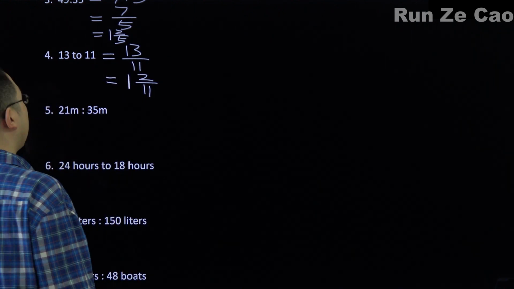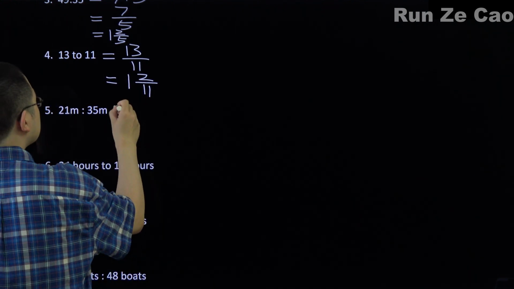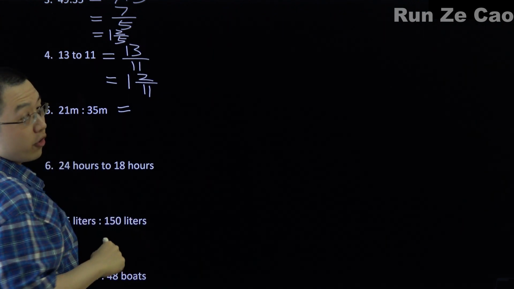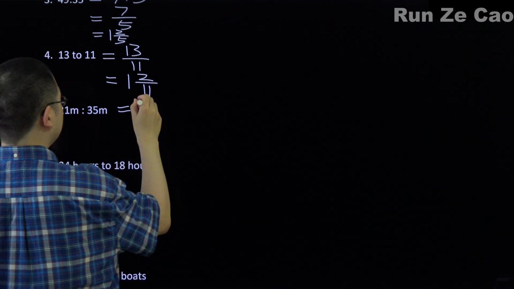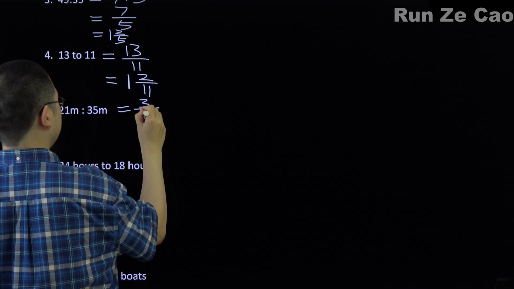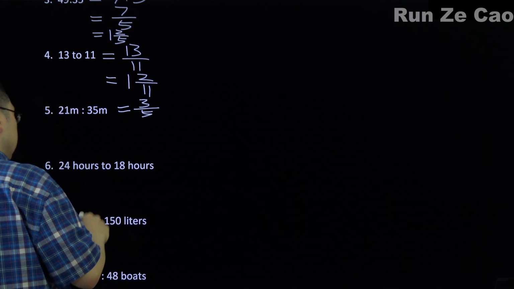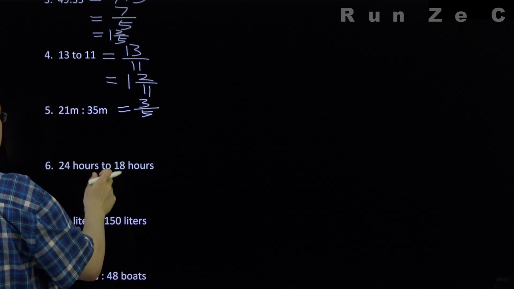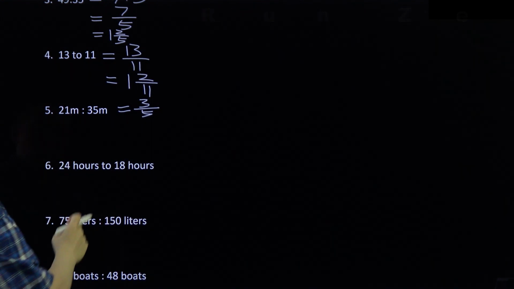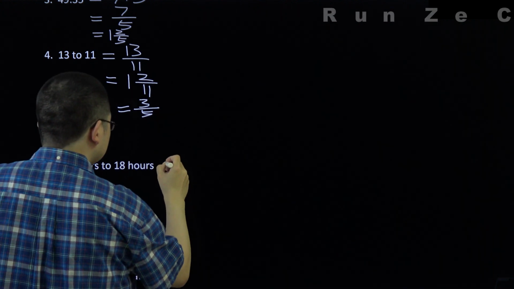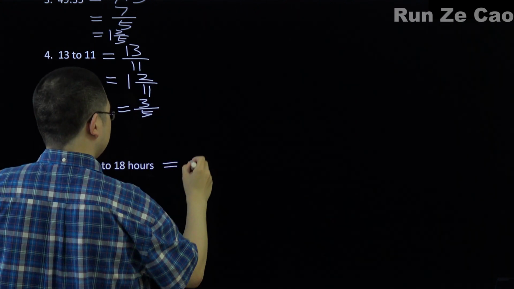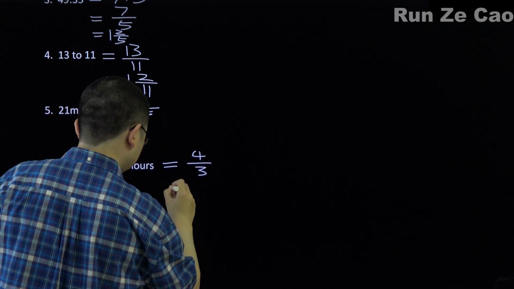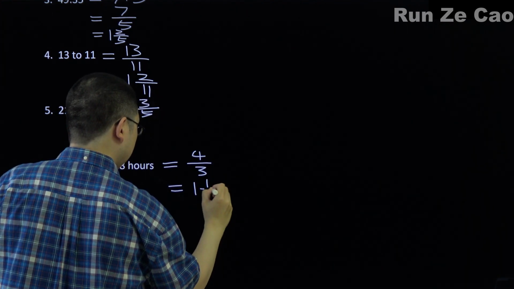21 meters to 35 meters. Well, that's equal to 21/35, or they're both multiples of 7, so 3/5. Okay, 24 hours to 18 hours. Oh, the difference is 6 hours. They're both divisible by 6. Okay. That's going to be 4 to 3, or 4/3, which is equal to 1 1/3.